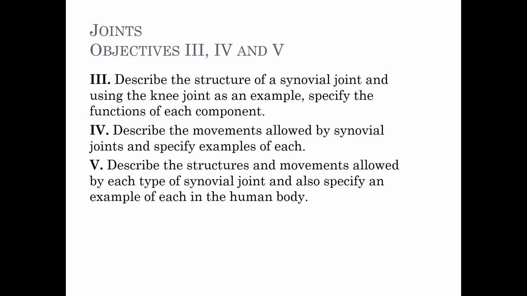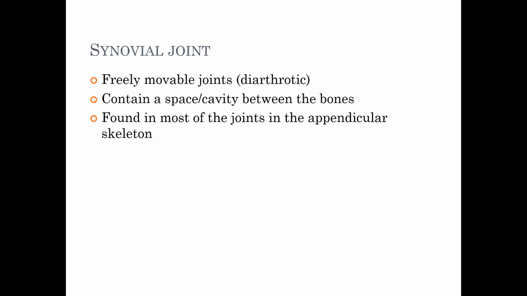Okay, so now we're going to move on to the synovial joints. And the synovial joints are the diarthrotic joints. These are the ones that are freely movable. They have quite a complex structure, so I'm going to show you a synovial joint, specifically using the knee joint as an example. And then we're going to talk about the different synovial joints that are found in the body and the types of movements that are allowed by each of these synovial joints.